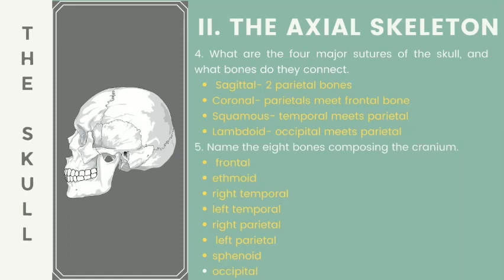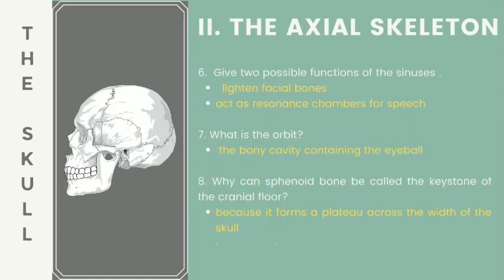lambdoid, occipital meets parietal. Number 5, frontal, ethmoid, right temporal, left temporal, right parietal, left parietal, sphenoid, and occipital. Number 6, facial bones act as resonance chambers for speech. Number 7, bony cavity containing the eyeball.